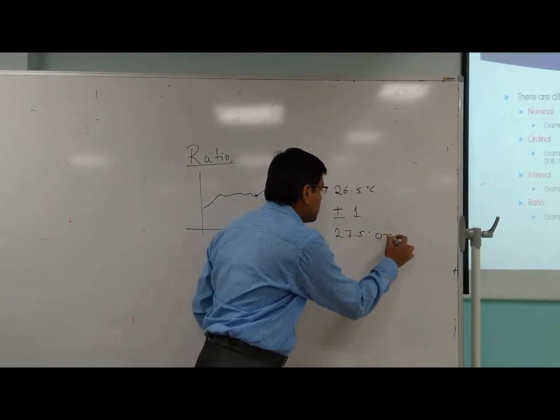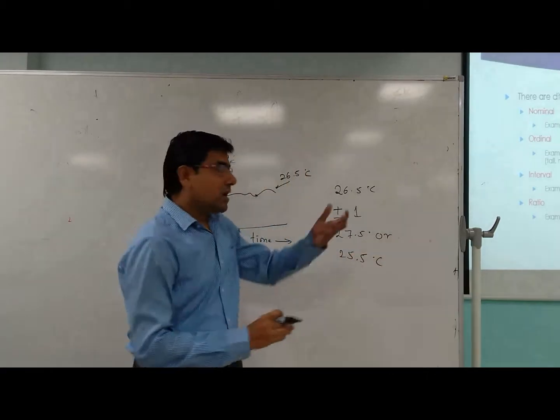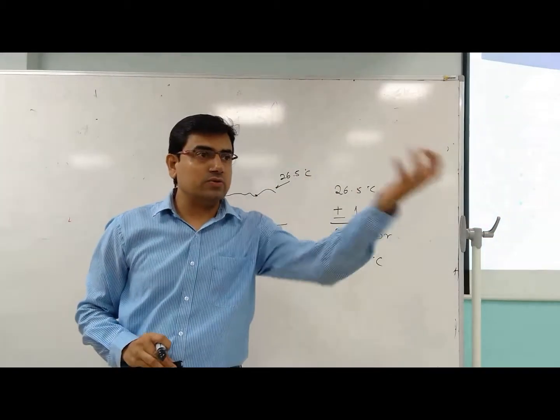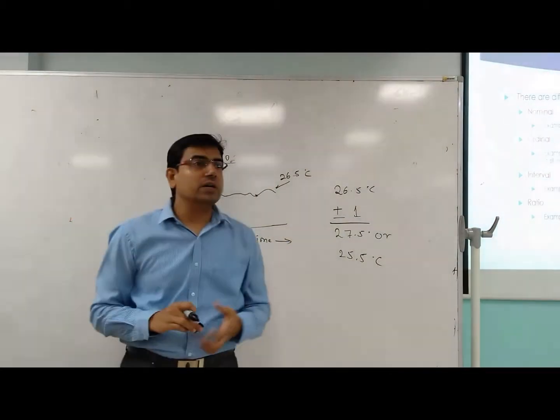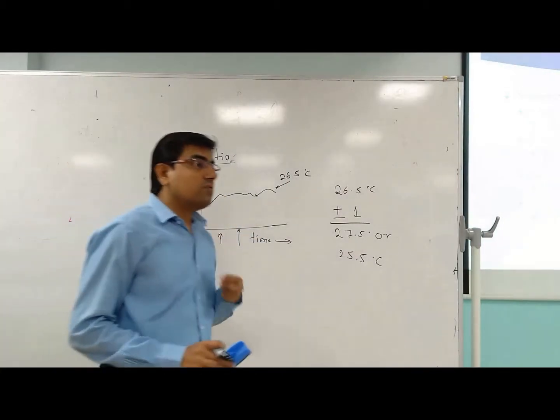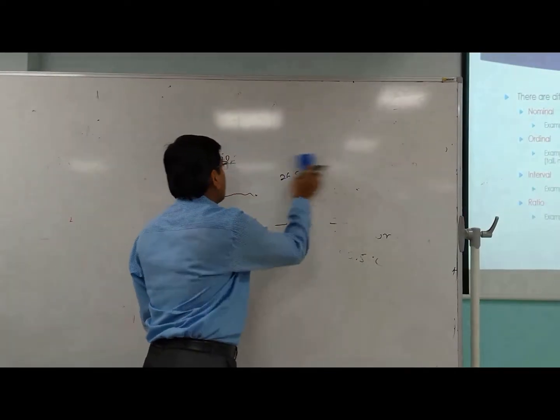or, okay, the minimum was 25.5 degrees Celsius, because I took this plus or minus, and there was an addition or deletion. So these kinds of operations are possible on ratio data. Okay, let's take an example of nominal. What is nominal? Let's take the difference between the ratio data and the nominal one.